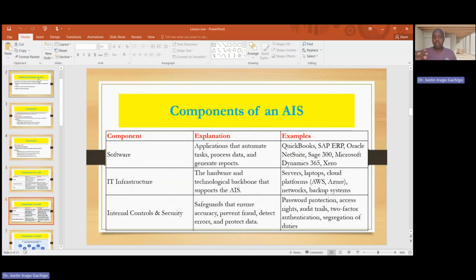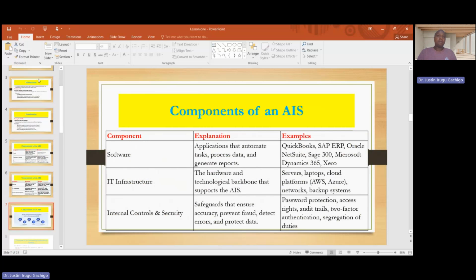For example, in accounting, we can have account receivable. Account receivable cannot access account payable. Account payable cannot access procurement module. Procurement module cannot access any of the other modules as we have indicated.